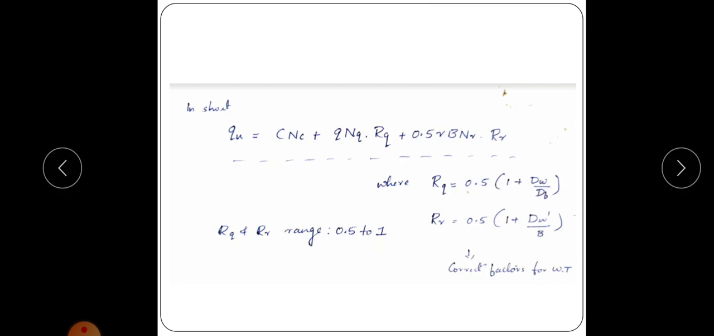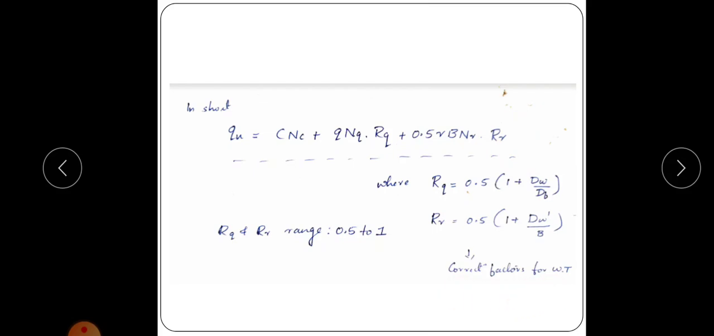Okay, so remember in that case there is an introduction of two constants, Rq and Rγ, in the second and third term respectively. That is, in the second term there is a constant Rq, and in the third term there is a constant Rγ, and this Rq and Rγ are known as correction factors for water table.